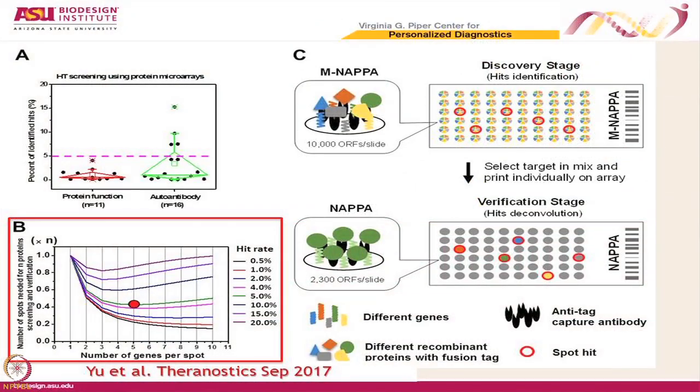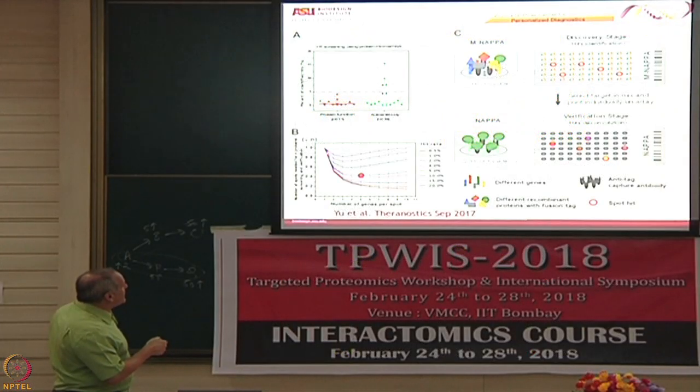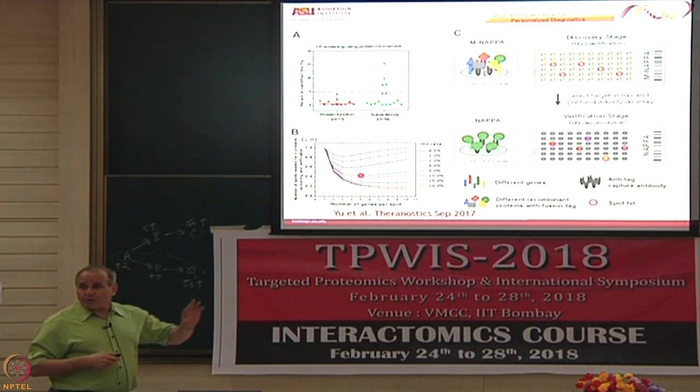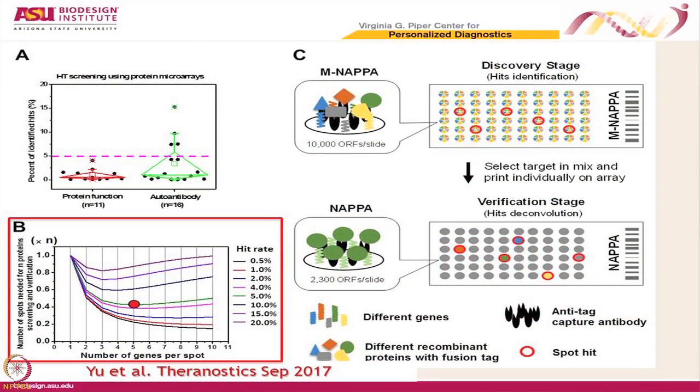And so we did the math, and this is the optimum number of genes per spot, and you can sort of see that you get more and more savings up until you get to about 5 genes per spot, after which it doesn't really get better, and then it gets worse again because of the whole problem of having to do too many duplicates the next day. And so the sweet spot here was around 5 genes per spot, right there.